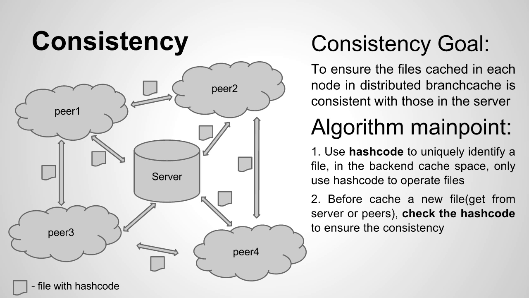For the consistency in our system, the goal is to ensure the files cached in each node in distributed branch cache are consistent with those in the server. We have two methods to ensure this. First, we use hashcode to uniquely identify a file. In the backend cache space, we only use the hashcode to operate files. Second, before caching a new file, either from the server or the peers, we will check the hashcode to ensure the consistency.